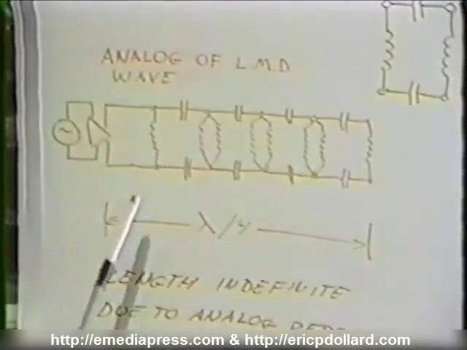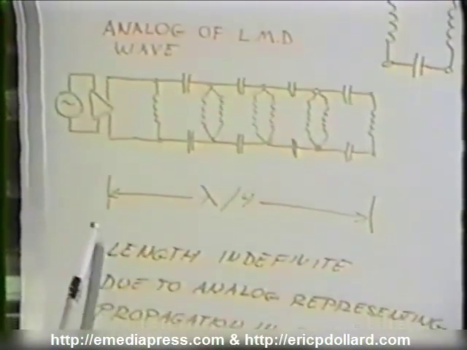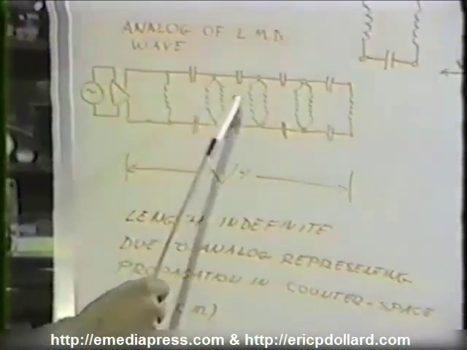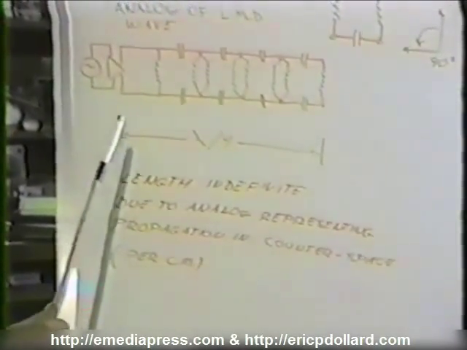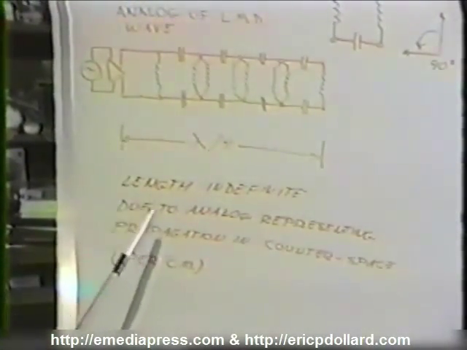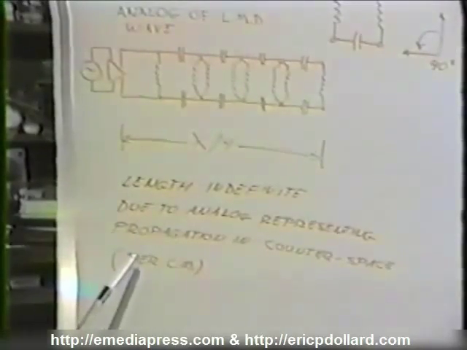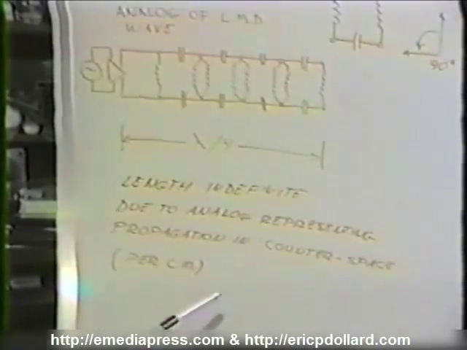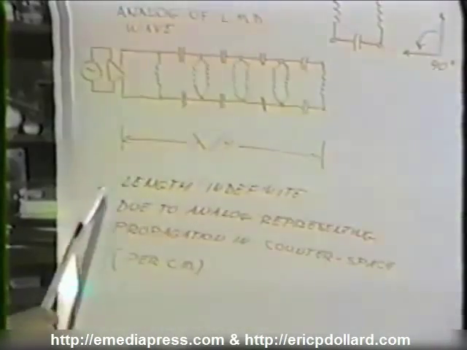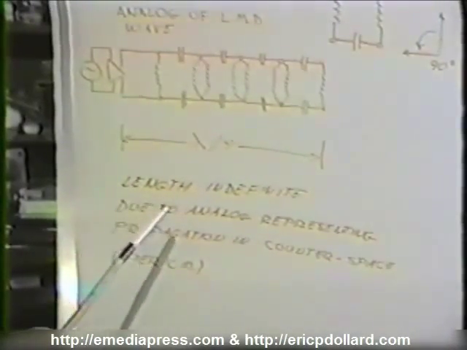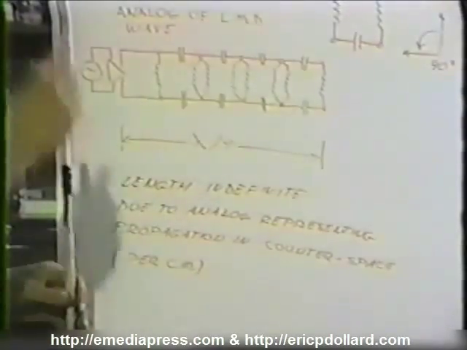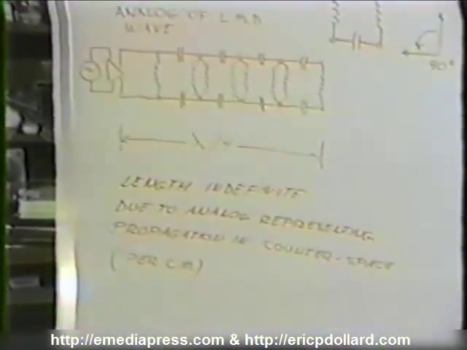Now the length that this symbolizes is indefinite by conventional terms because this represents wave propagation in counter space, something that little understanding of exists. The propagation in counter space would be measured in per mile or per centimeter, so we have to figure our length on that, and so little knowledge exists on that right now that we can't give a definite figure. But we can take precision measurements and determine exactly what's going on here.